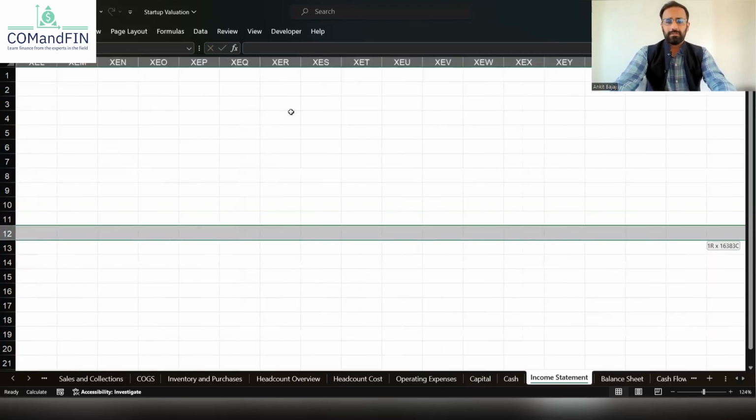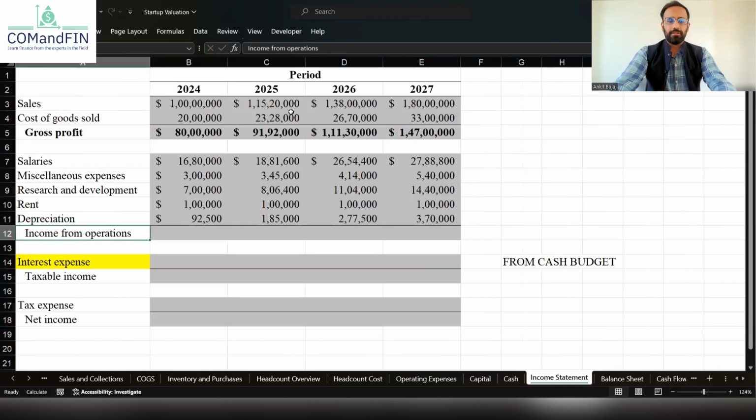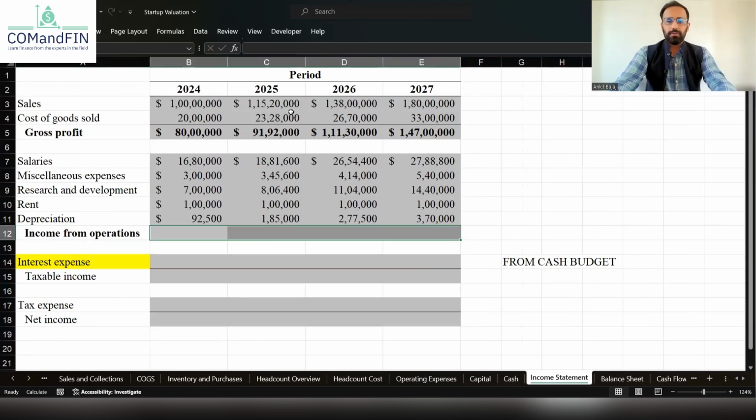other expenses, right? So if I want to calculate the value of income from operation, what I will do here, I will take the gross profit and then I will subtract the sum of total expenses, right? Here total expenses includes salary, miscellaneous expense, research and development, and rent depreciation, right? So we will subtract this value and we will press Control Enter, right?